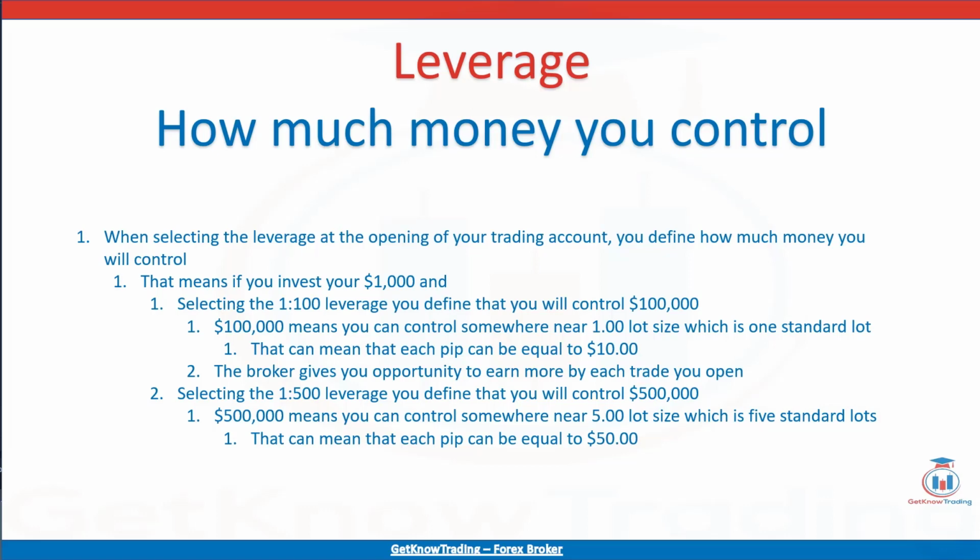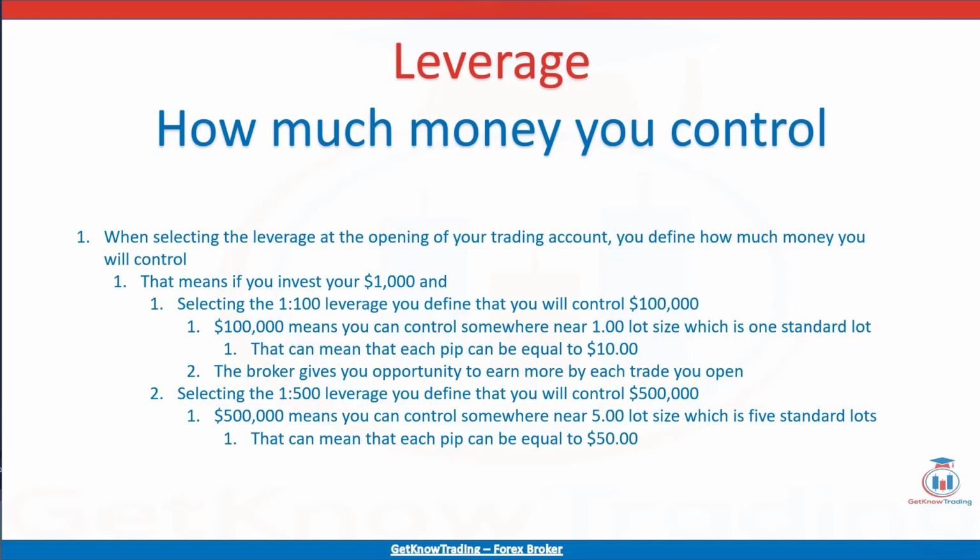When selecting the leverage, at the start, when you open your trading account, you define how much money you will control. That means if you invest your $1,000 and select 1 to 100 leverage, you define that you will control $100,000. $100,000 means you can control somewhere near one standard lot size, which is 1.00. That can mean that each pip can be equal to $10. The broker gives you the opportunity to make more with each trade you open. Selecting 1 to 500 leverage, you define that you will control $500,000.